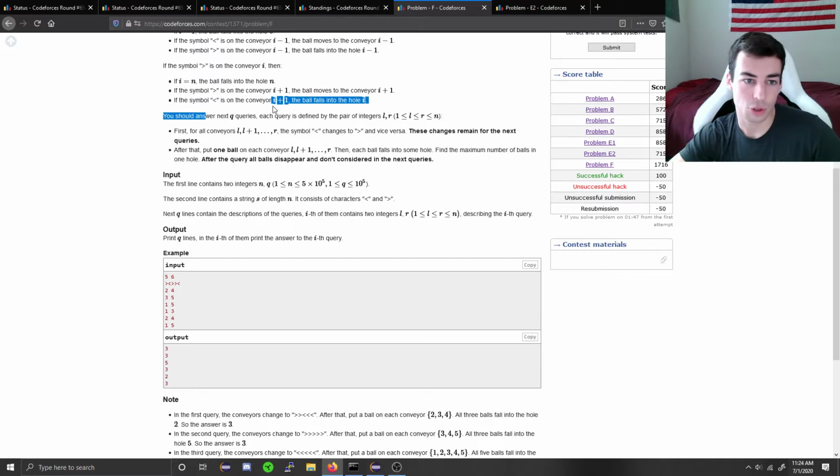You should answer the next Q queries. Each query is defined by a pair of integers, L and R. First, for all conveyors from L to R, change the symbol to the opposite, or vice versa. These changes remain for the next queries. So you have a range flip. After that, put 1 ball on each conveyor from L to R. Then each ball falls into some hole. Find the maximum number of balls in 1 hole. After the query, all balls disappear and aren't considered for future queries.